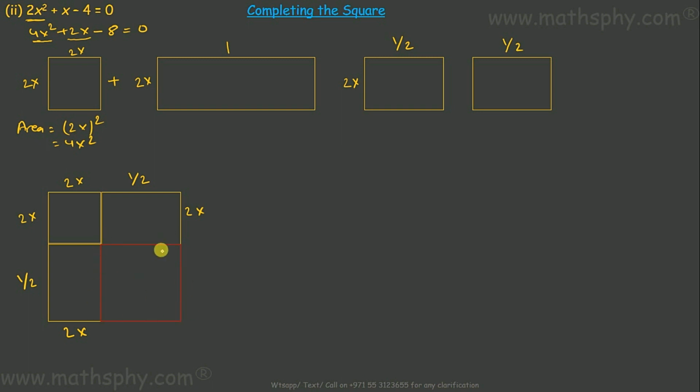Let's borrow this square and put it here. This will be 1 half, 1 half. This square, the dimension of this would be 1 half, all the sides.